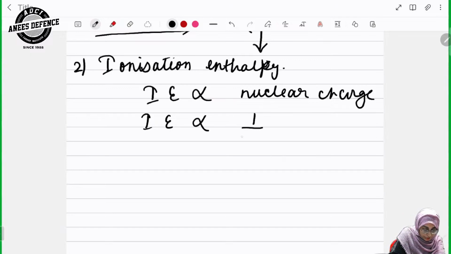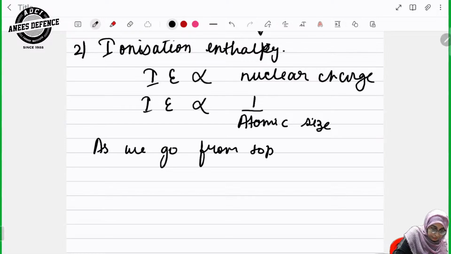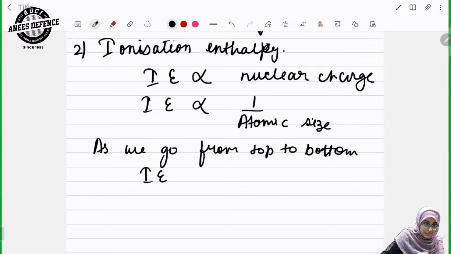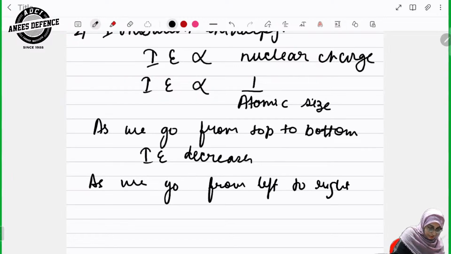So what we concluded by this is that as we go from top to bottom, ionization energy decreases. And as we go from left to right, ionization energy increases.